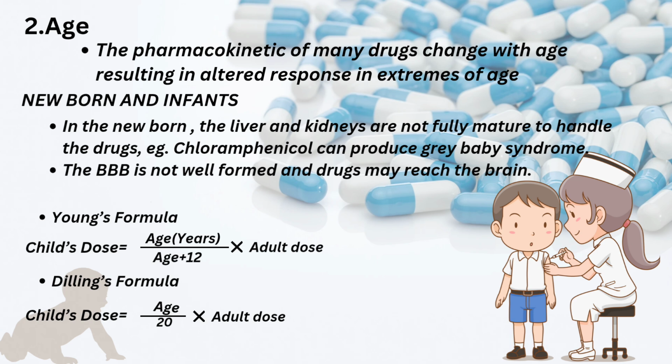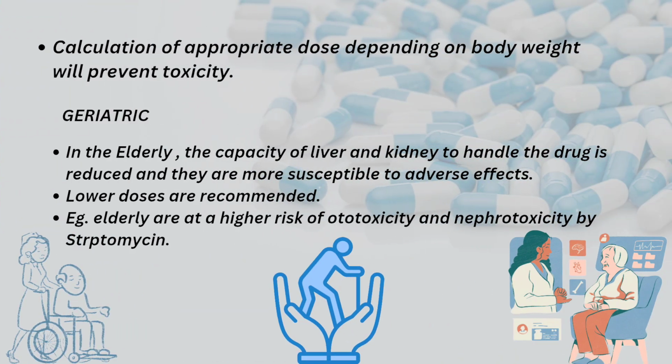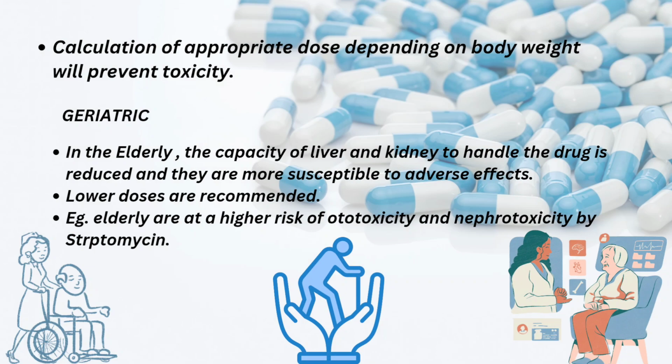The dosage for children is calculated using Young's formula and Dilling's formula. Young's formula is equal to age in years divided by age plus 12 into adult dose. Dilling's formula is equal to age divided by 20 into adult dose. Calculation of appropriate dose depending on body weight will prevent toxic effect.